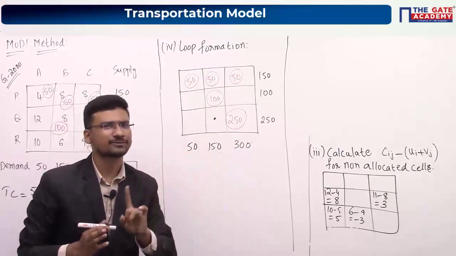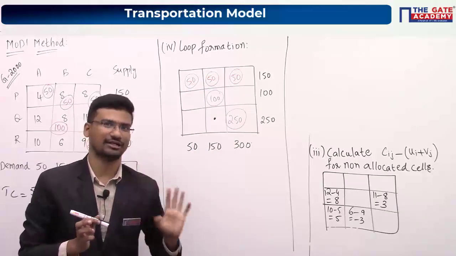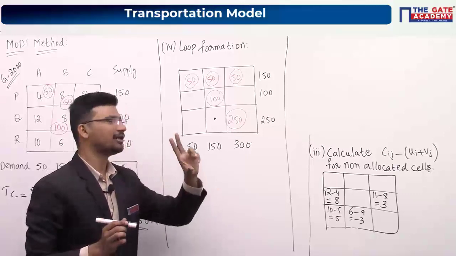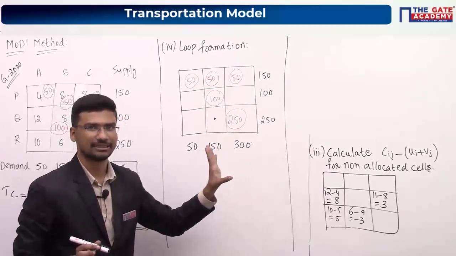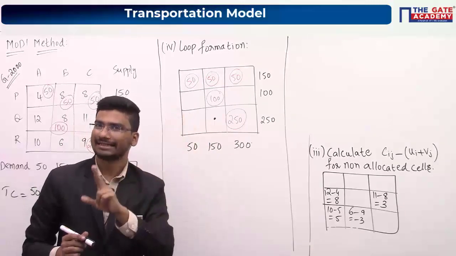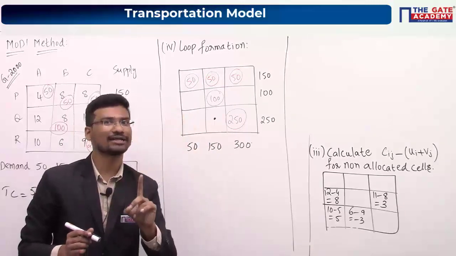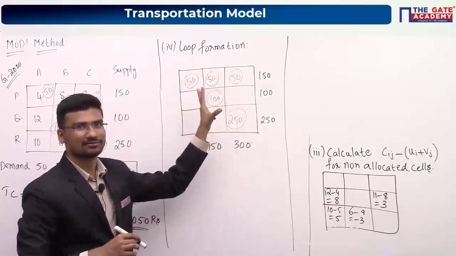What is the first point which I have given? A loop should contain only horizontal and vertical straight lines. And a loop should be started from the most negative cell, which is in step number 3. One more point which I have told you: a loop can take a turn only at allocated cells. That's why we have taken all the allocated cells here.